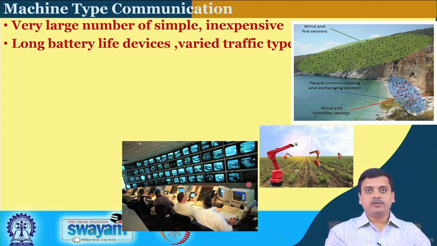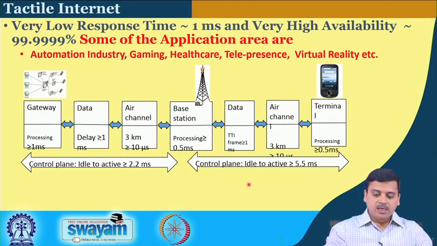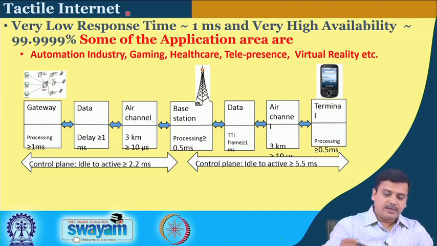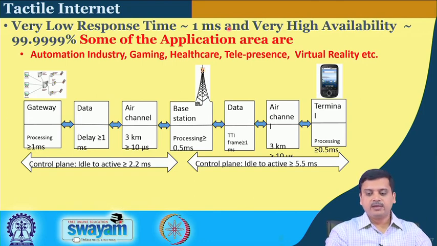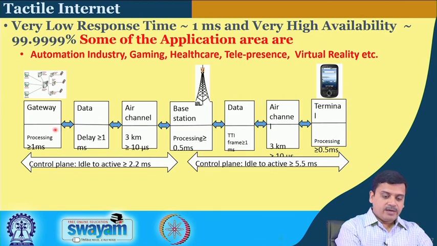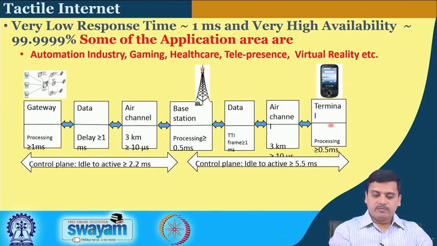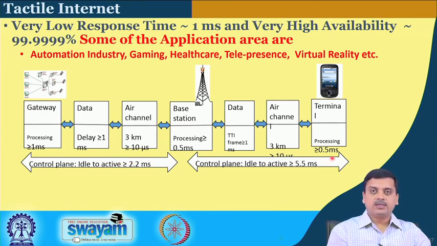Again, 5G is expected to be flexible enough to provide support for these devices. When we look at the tactile internet situation, here a response time of less than 1 millisecond is required, while very high availability is required. If we look at the typical flow of information from the core network to the user terminal, we will find that the overall delay is significantly large. It turns out to be in orders of a few milliseconds up to 10 milliseconds in present day networks.